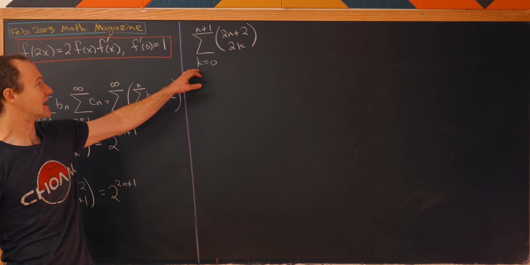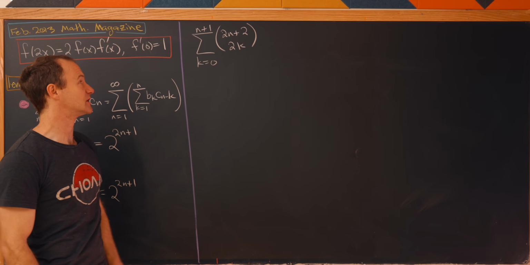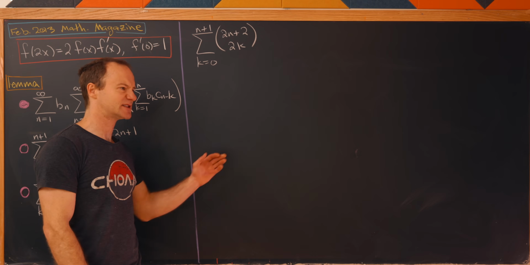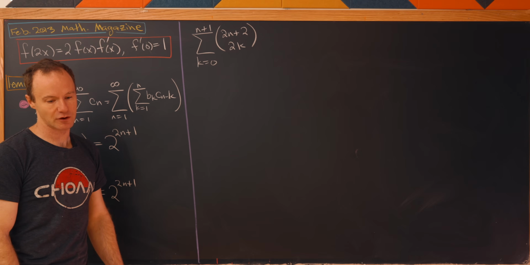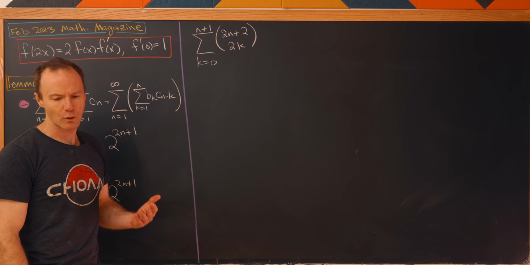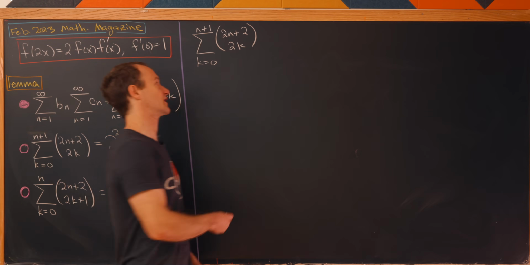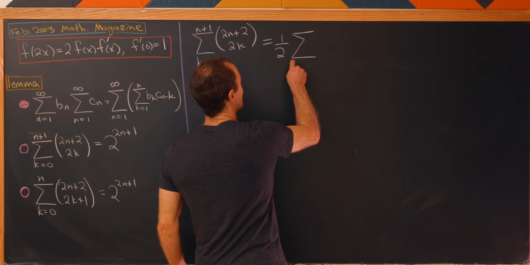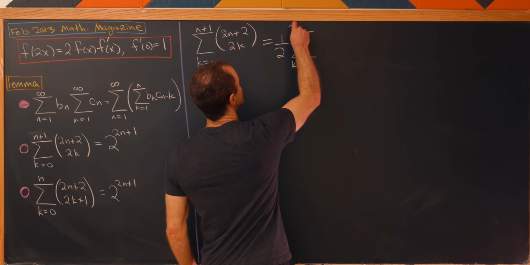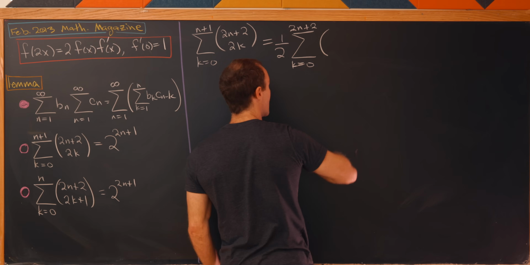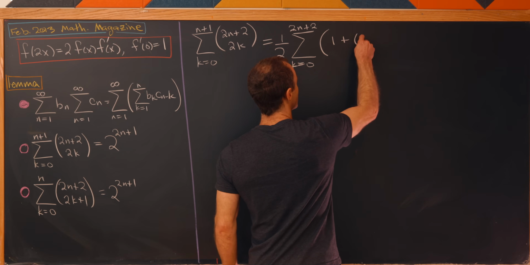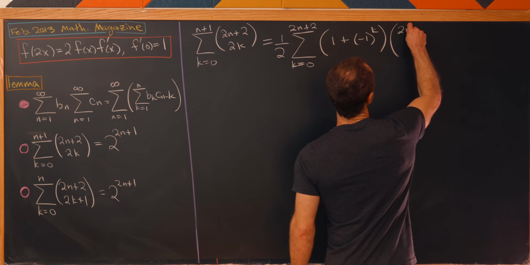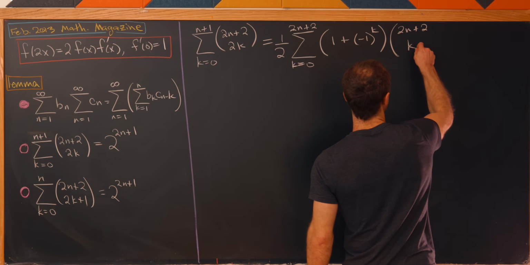We want to look at the sum as k goes from 0 to n+1 of (2n+2 choose 2k). So this is the sum of the even indexed binomial coefficients. Okay, so the way I'll do this is using a bit of a trick. I'm going to write this as 1/2 times the sum as k goes from 0 up to 2n+2 of (1 + (-1)^k) times (2n+2 choose k).